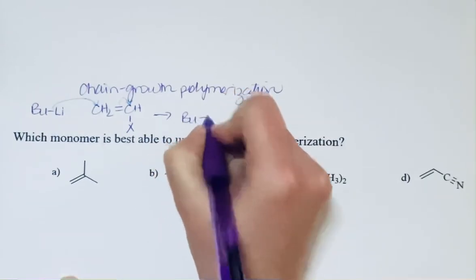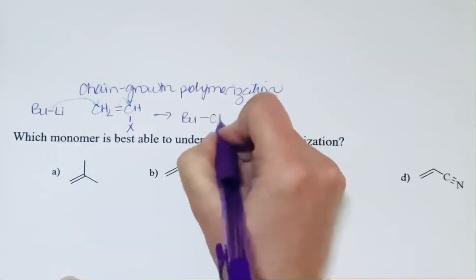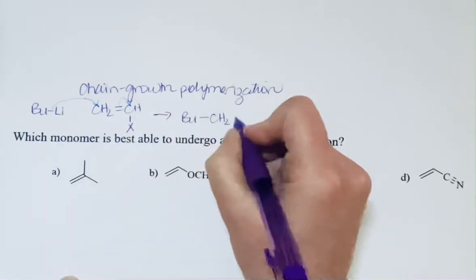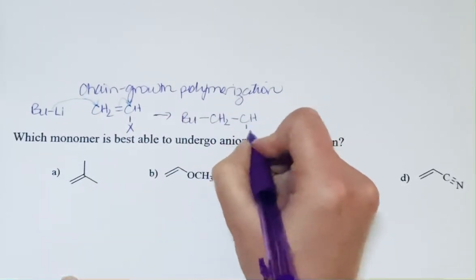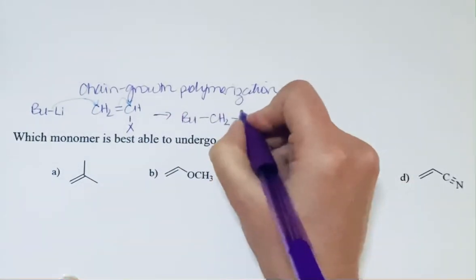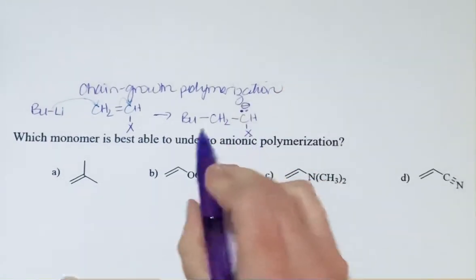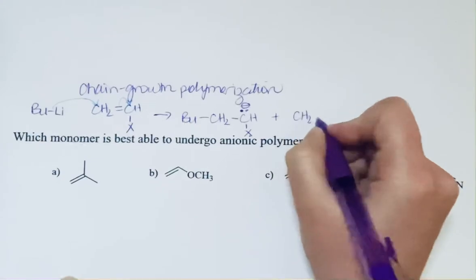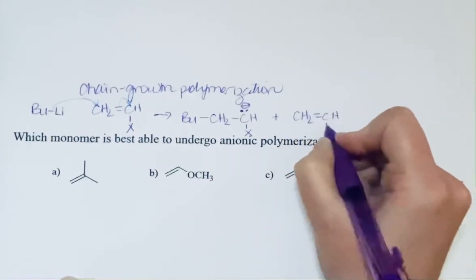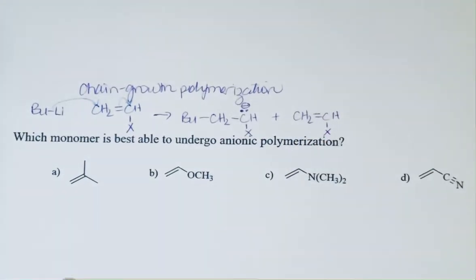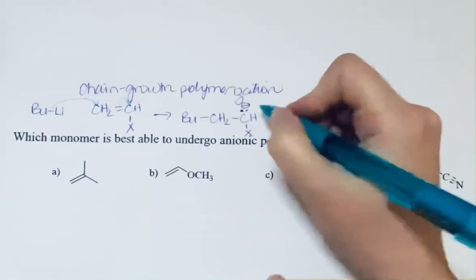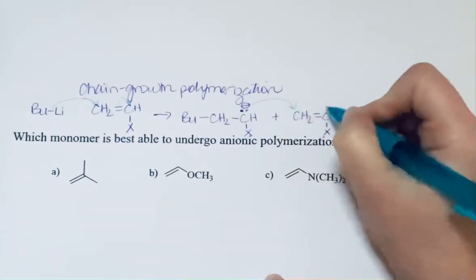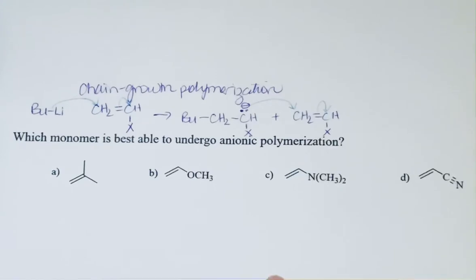So we've added the butyl chain, and then we're going to have our CH2, the CH with whatever our X group is, and this is where we form an anion. And so then this anion can add to another molecule of the monomer. And this will grow the chain length and generate a new anion to be a reactive intermediate.